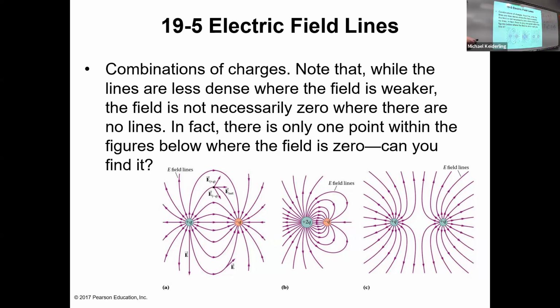Lines are less dense where the field is weaker. The field is not necessarily zero where there's no lines. And there's only one point in these figures below where the field is zero. Where do you think that is? Only one of these figures has a point of zero field. Which figure do you think it is of these three? Yep. Where do you think it is? Yep. The only point of zero is exactly in between those two, where the fields exactly cancel. Otherwise, there's always a little bit going out somewhere.